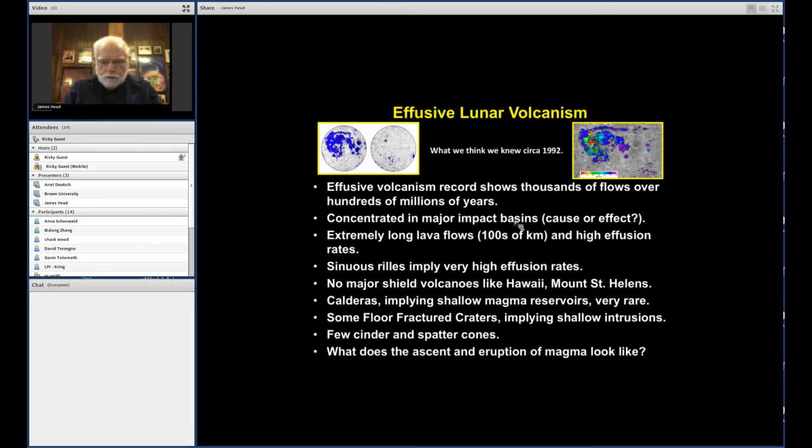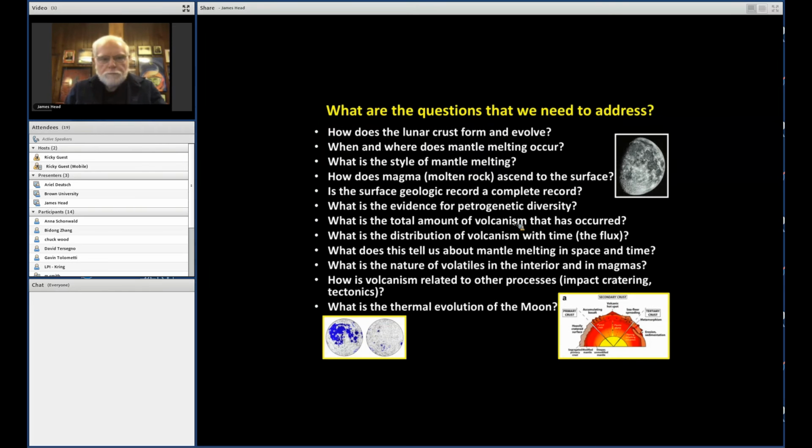There are some pit craters, but those are much smaller. And then we have these floor-fractured craters implying shallow intrusions. How does that work? Why do you have those? Where are they? What do they really mean? We also see only a few cinder and spatter cones, and of course we know now that's related to the low gravity and the lack of an atmosphere that disperses the ejecta from these pyroclastic eruptions very widely. And then of course we wanted to know, what does the ascent and eruption of magma look like?